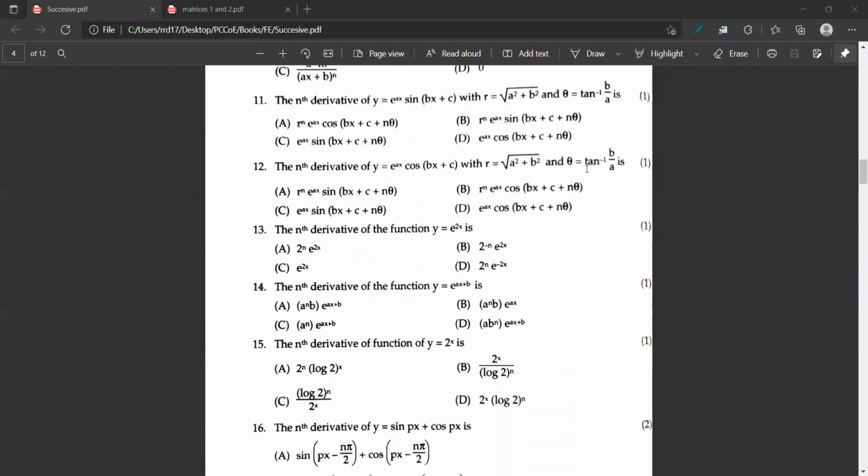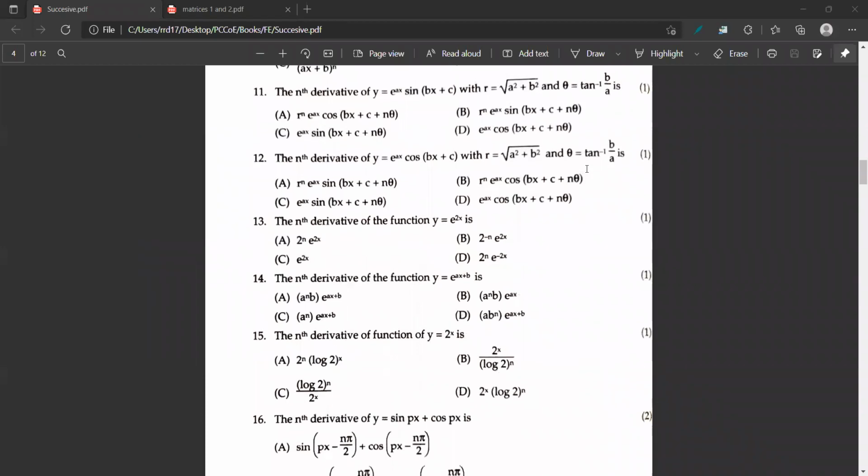I don't know how many times I told you to learn the standard formulas, but if your standard formulas are not clear, you're not going to get the correct answer. So please learn them. Okay. So this one also I told you.